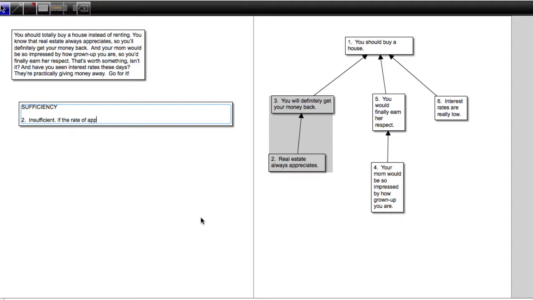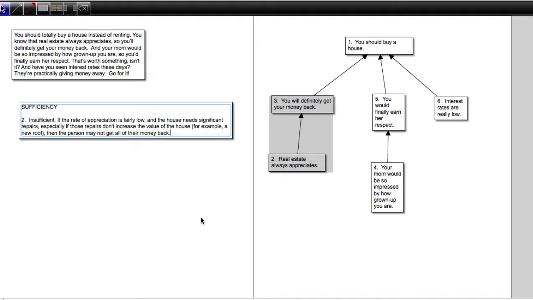If the rate of appreciation is fairly low and the house needs significant repairs, especially if those repairs don't increase the value of the house, say, for example, a new roof, then the person may not get all of their money back. It is possible to lose money on a real estate deal, even if there is appreciation. Even, again, as I say in my explanation, especially if the appreciation rate is very low.